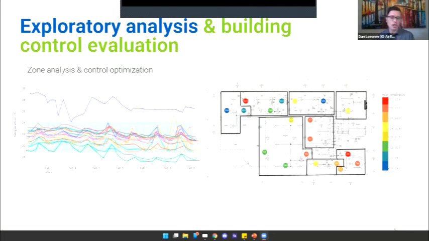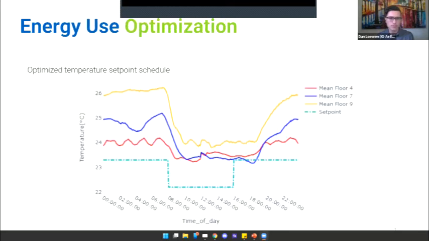We used some machine learning to cluster those based on how the temperature responded over time, right? Ideally, you would have the same response over time if that zone is performing the same. In this case, it didn't. So you can use it for zone analysis and zone control evaluation, as well as energy use optimization.